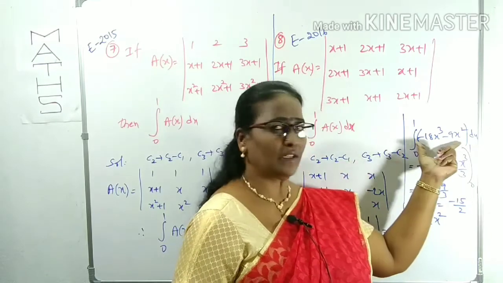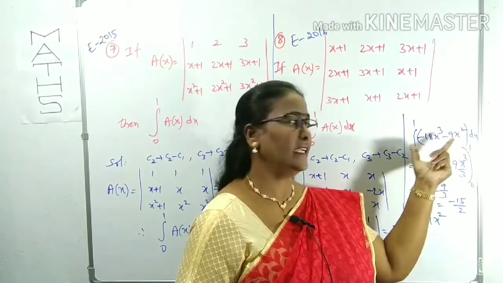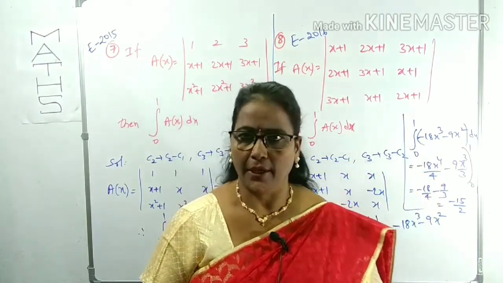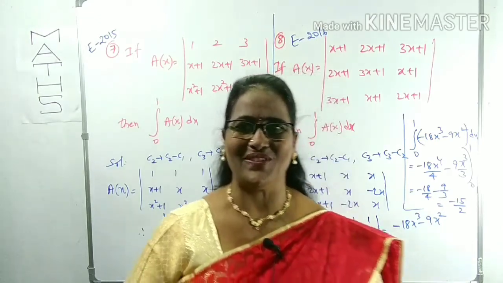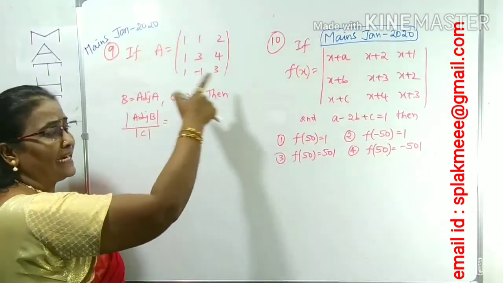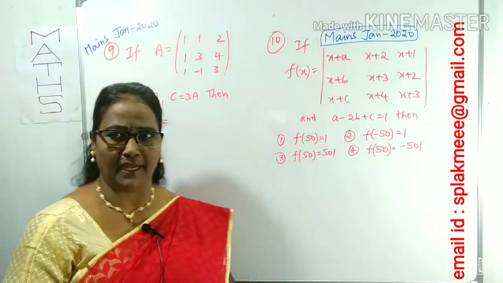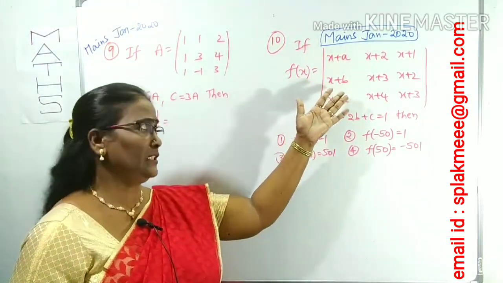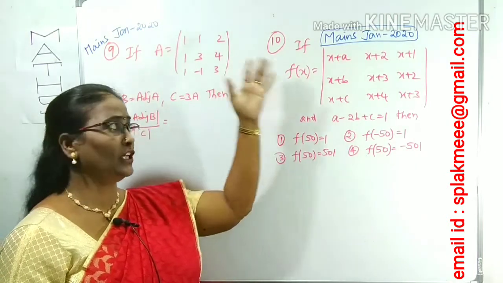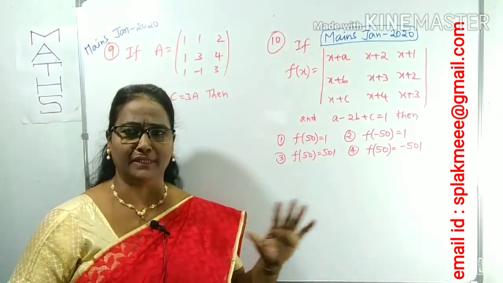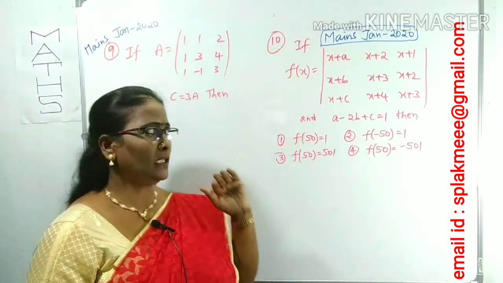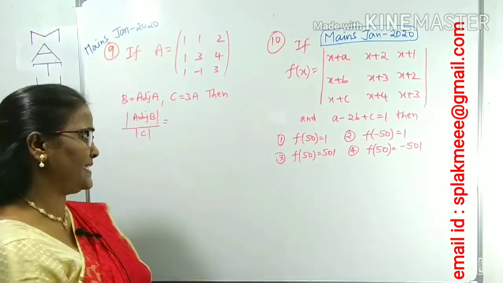We have a function here; we can find its integral, then apply the limits. Now we can concentrate on some more questions. Next, look at question numbers 9 and 10, which are from JEE Mains 2020 January batch. One is given in one shift, the other in another shift. Both of them depend on determinants. So let's try to understand what the questions are.